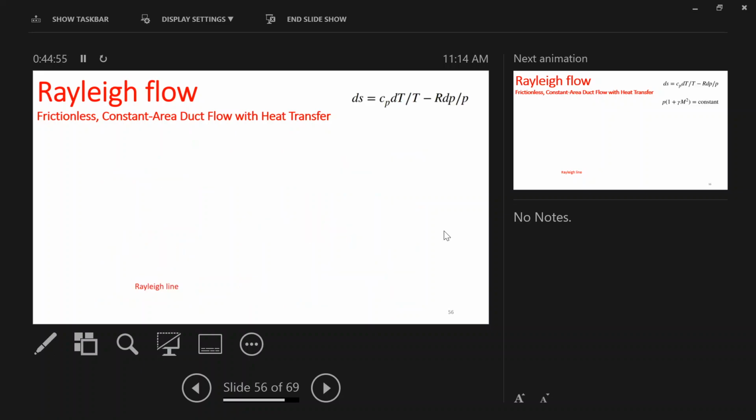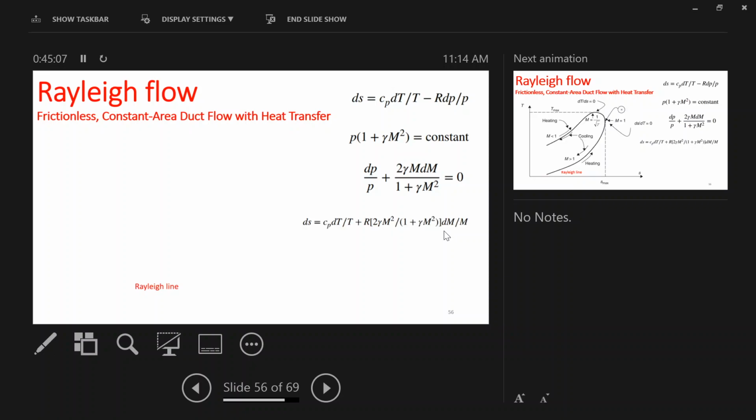You can use the Gibbs law to find the changes in entropy. Just play with the equation a little bit. These are the derivation parts, and I'm not going to go over them. This is the final equation you are going to get for the changes of entropy in a Rayleigh flow. The change of entropy can be represented by Cp multiplied by dT over T plus R multiplied by 2 gamma M squared over 1 plus gamma M squared dM over M.